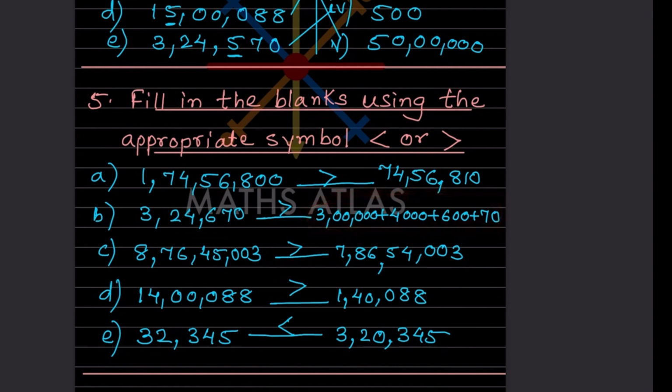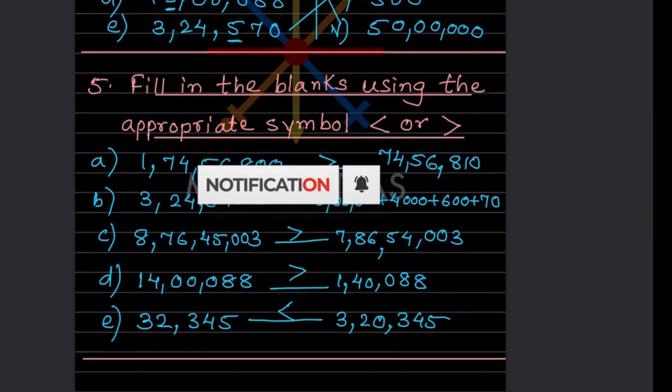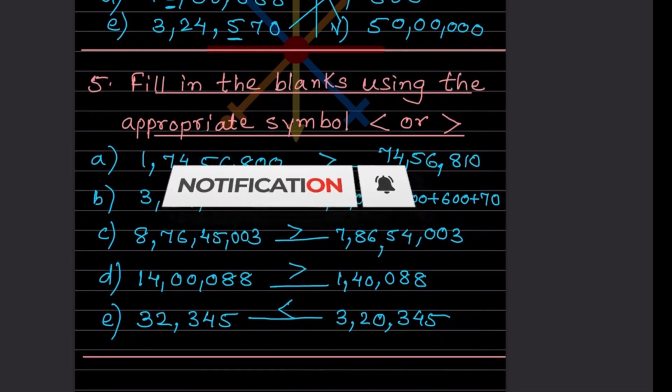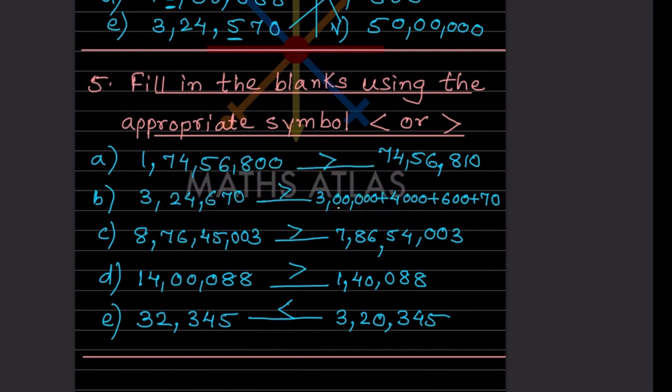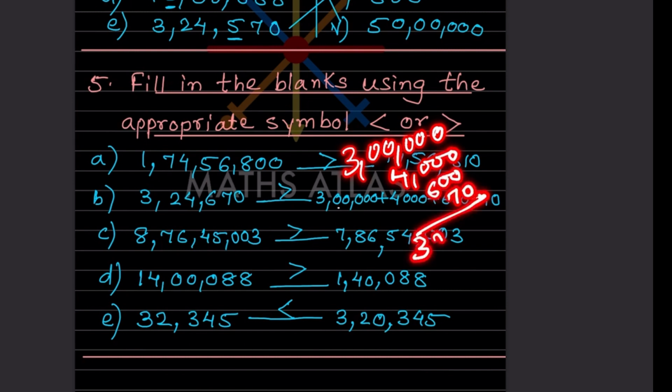So what are you going to do? You add it vertically. Add it vertically and see the answer. So if you're adding it vertically, what are you going to get here? We will do it now. Look at here, this is 4000, here is 600, and here is 70. So what is this going to be? 34,670. Okay, so this is a smaller number, right?